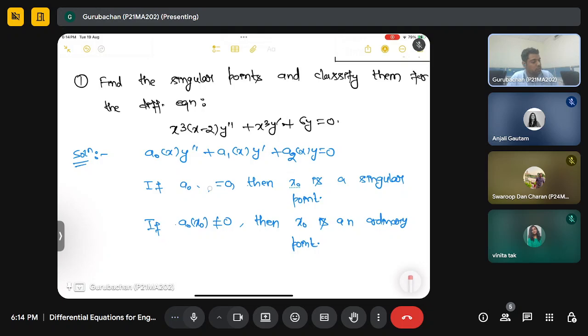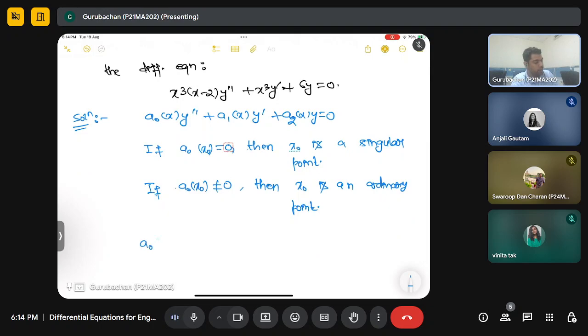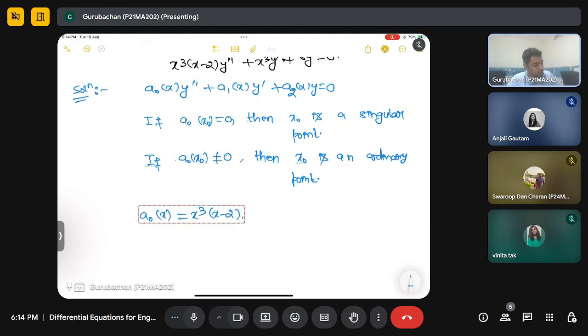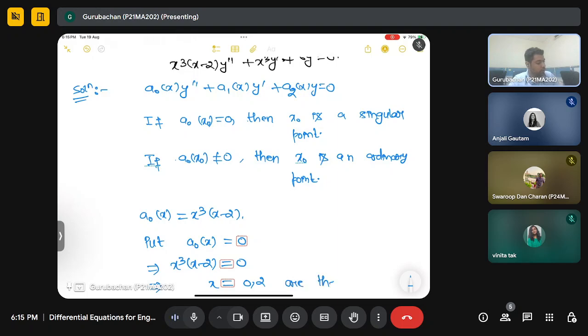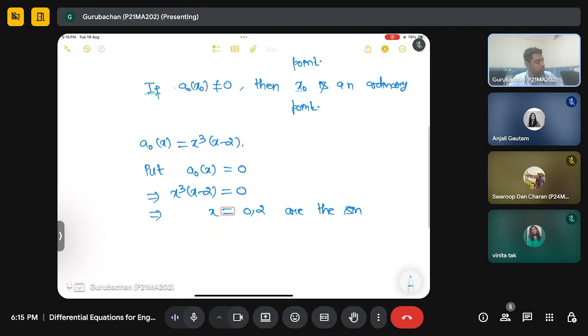So here a naught x will be x cube into x minus 2. To find the singular points, we put a naught x equal to 0. So we get x cube into x minus 2 equal to 0, which gives us x equal to 0 and 2. These are the singular points.